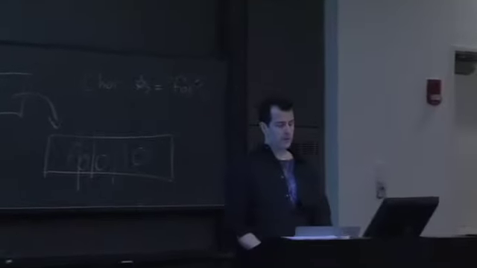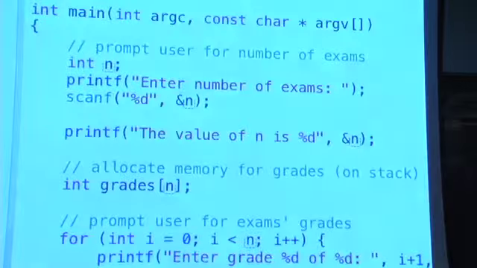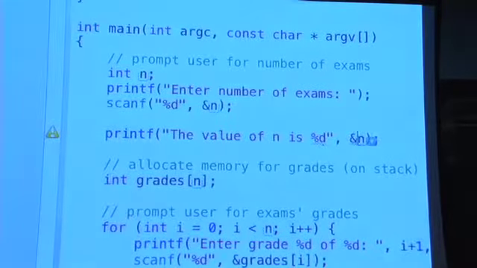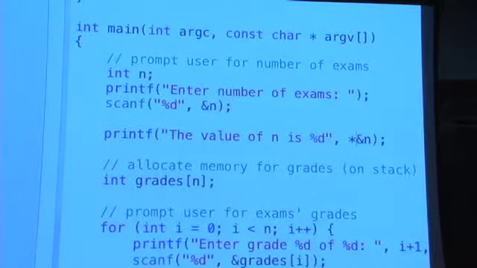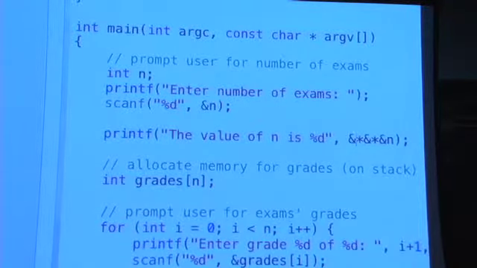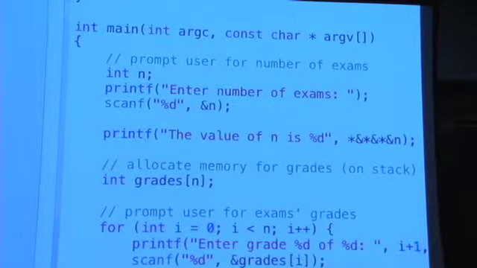A silly little game you can play: if I want to print out the value of n, this is wrong. This would print out the address of n. But I could just say go there. So that's now right. This is wrong. This is right. This is wrong. This is right. So it literally has that opposite effect. But don't do this.